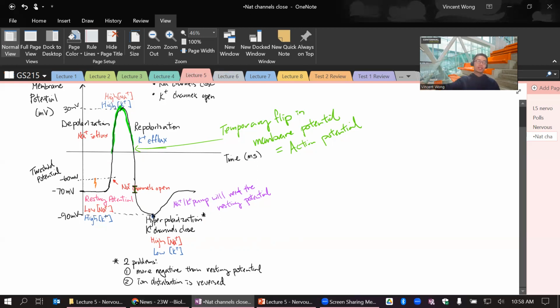The better question is, how did we get from -70 to -60? Don't worry about why it opens at -60. That's the way the channels are designed. The sodium channels are designed to open at -60. That's just a trigger for it. But how exactly did we go from -70 to -60? That's the thing we're going to be focusing on.